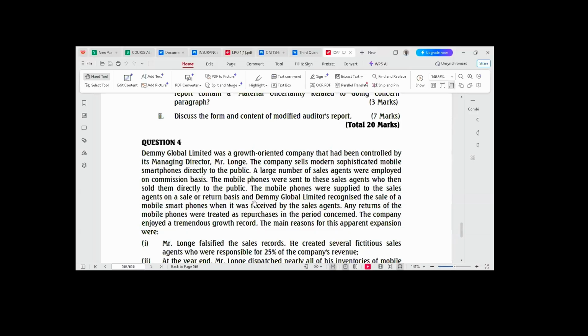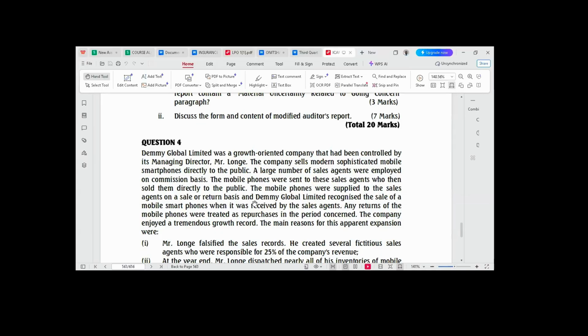What that means is that the company is into selling mobile phones. They sell to the public. But what they have is a distribution channel. They use sales agents. So they sell to the sales agent and the sales agent sells to the public. And sometimes the sales agent can also return the phones when they don't make sales, okay?